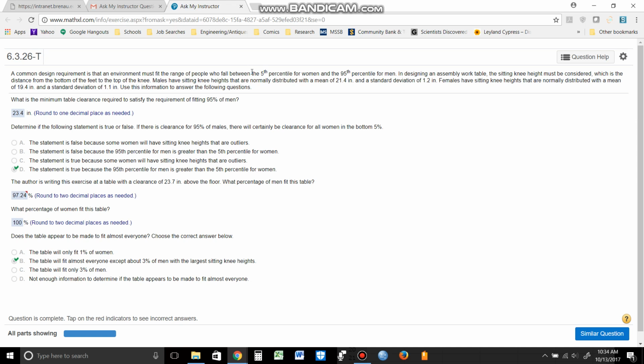What is the minimum table clearance required to satisfy the requirements of fitting 95% of the men? Okay? So in other words, what is the minimum requirement? So this is a normal distribution type of problem, and we want to satisfy 95% of the men, okay? So that means that we want to be at the 95th percentile.